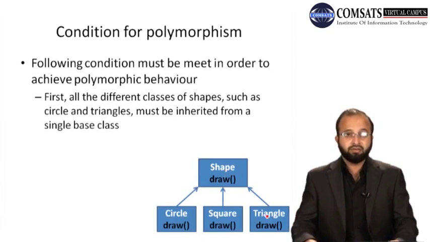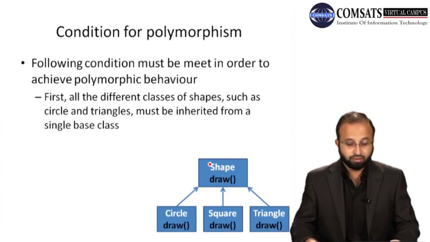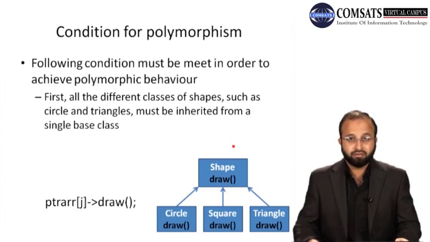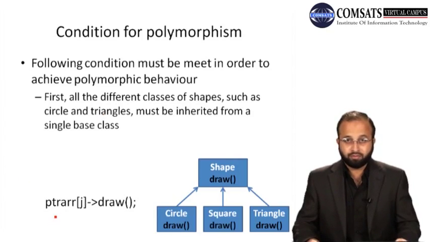There are certain conditions for the polymorphism, and what are those conditions? Following conditions must be met in order to achieve polymorphic behavior. So polymorphic behavior अगर आपने achieve करना है OOP में, object oriented programming में, then there are certain conditions.